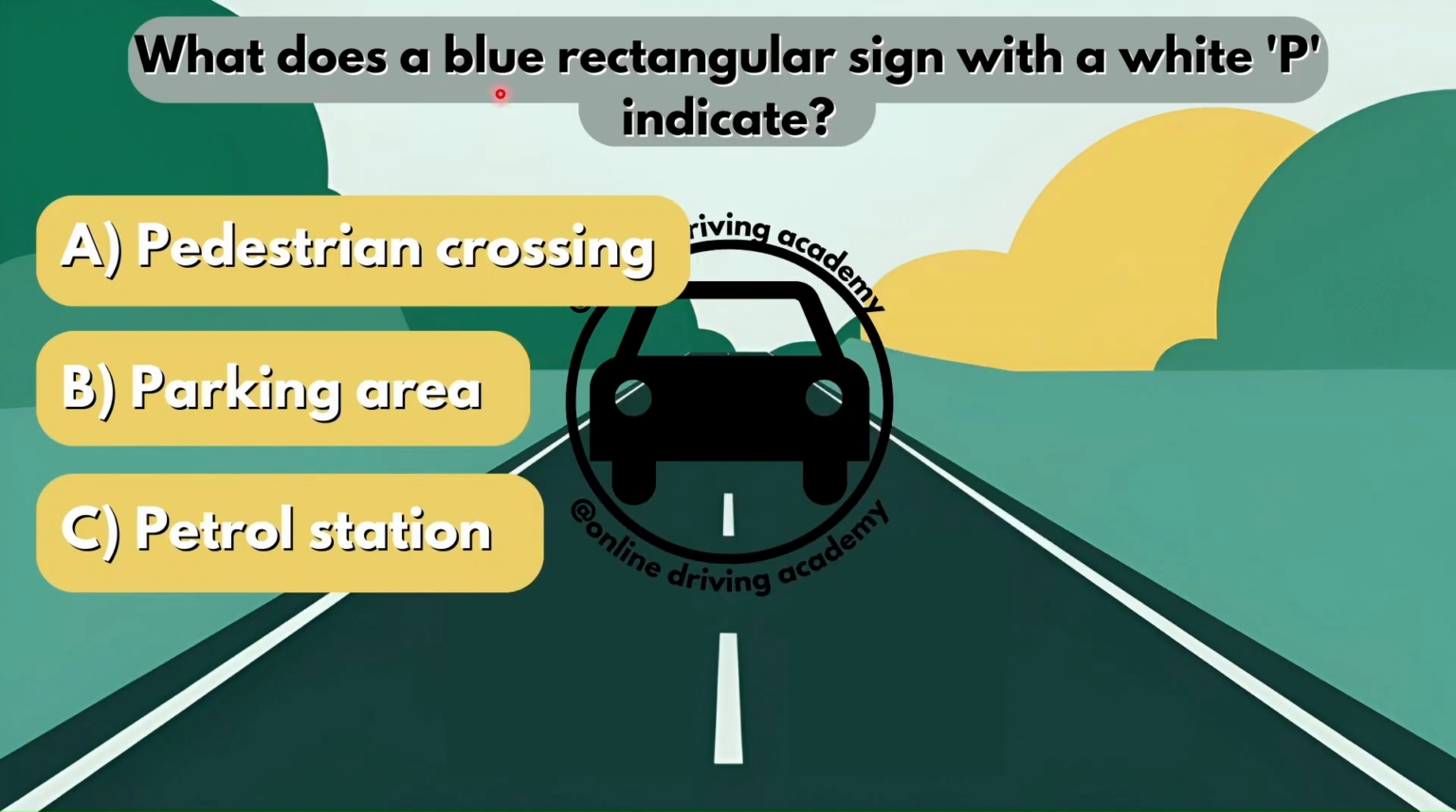What does a blue rectangular sign with a white P indicate? Is it option A, pedestrian crossing? Is it option B, a parking area? Or is it option C, a petrol station? So you're going to have to know that the white P will actually stand for parking, right? It doesn't stand for petrol station, nor does it stand for a pedestrian crossing. So the correct answer here would be option B, parking area.